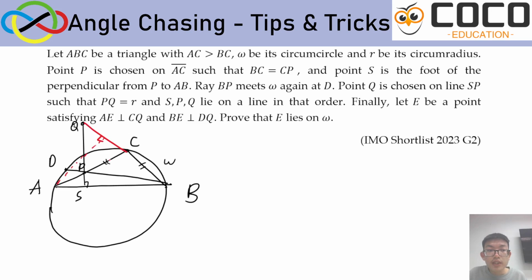And BE is perpendicular to DQ. And then you're like, oh, prove that E lies on omega. So actually I should probably adjust it a little to make it look like it goes through the circle. And as I'm doing this, some of you are getting ready to just stop the video because this is just way too dense and confusing to look at.